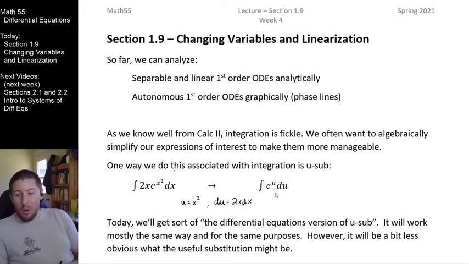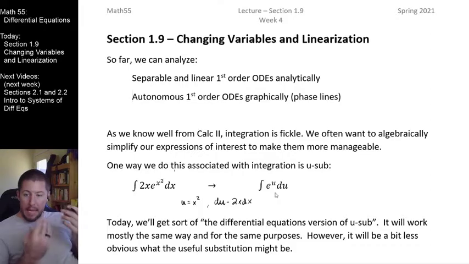So that's kind of what we're going to do today. I like to think of today as sort of the differential equations version of u sub. It's going to work mechanically pretty much the same way as how u sub worked. What our issue is going to be is the substitutions that we're going to make are going to be a little bit less obvious, right?